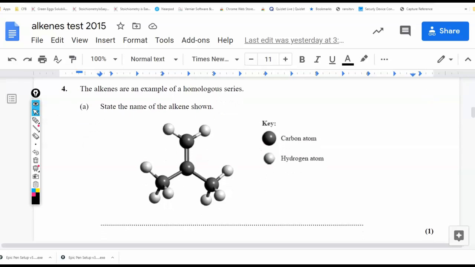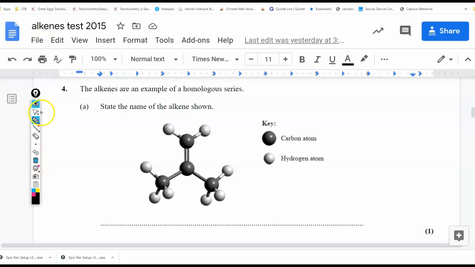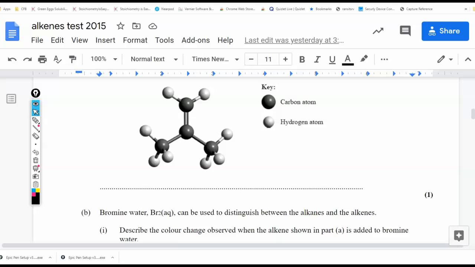Okay, alkenes are an example of a homologous series. State the name of the alkene shown. So you see the key there, and we need to name this. This is where our alkene is right here, and the double bond. And so we have a methyl group attached to the carbon chain that includes the double bond, and the methyl group is on the second carbon. So this is 2-methylpropene. Okay, easy peasy on that one. Pretty easy to name something like that. Hopefully you guys find it that easy now.